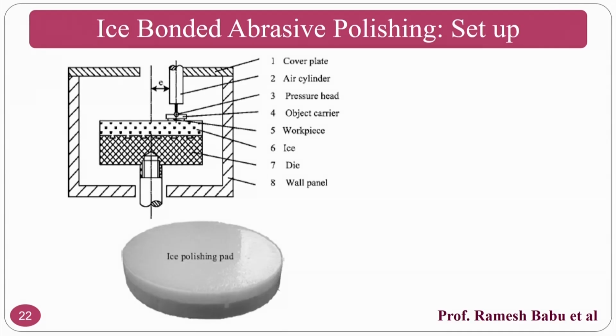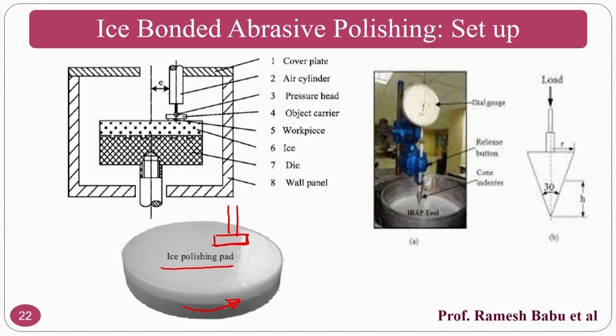Like this, if you see practically, the ice bonded abrasive pad will be like this, on which you will hold your workpieces, and you rotate this particular ice polishing pad, so that the finishing action takes place. Okay. So, you can also check the hardness of this particular thing. Normally, since ice behaves like a brittle material, you can go for a cone type of indenter, and you can check the hardness value, what is the hardness of this ice polishing pad and other things.